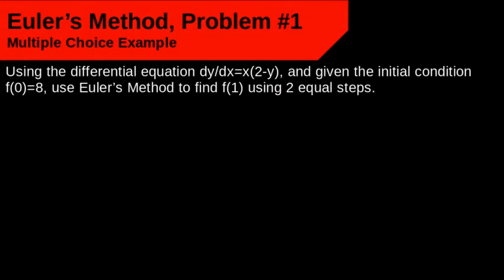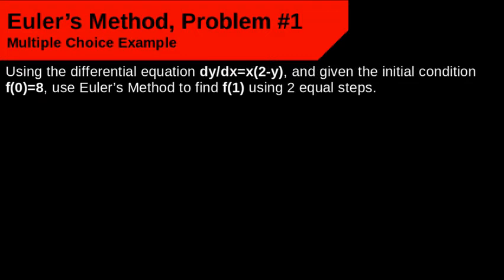Hello, today we will be doing a student-to-student review of Euler's method. Our first example is a multiple choice problem. Using the differential equation dy/dx equals x times the quantity 2 minus y, and given the initial condition f of 0 equals 8, use Euler's method to find f of 1 using two equal steps.